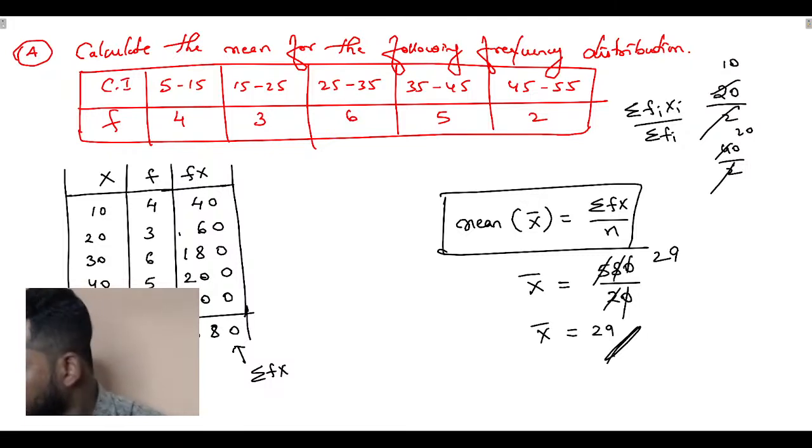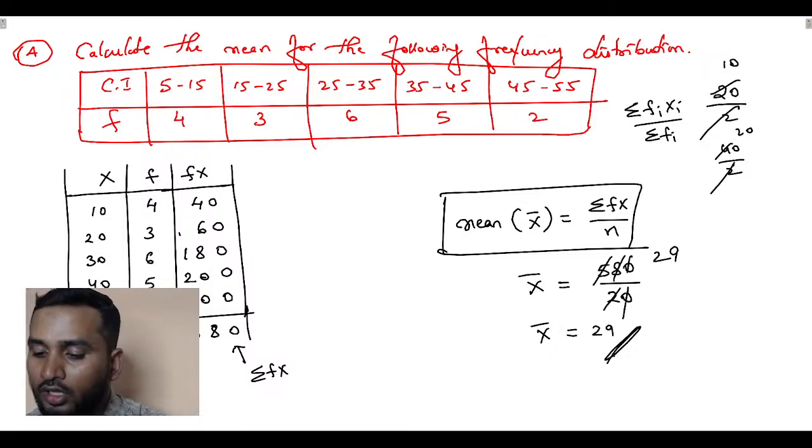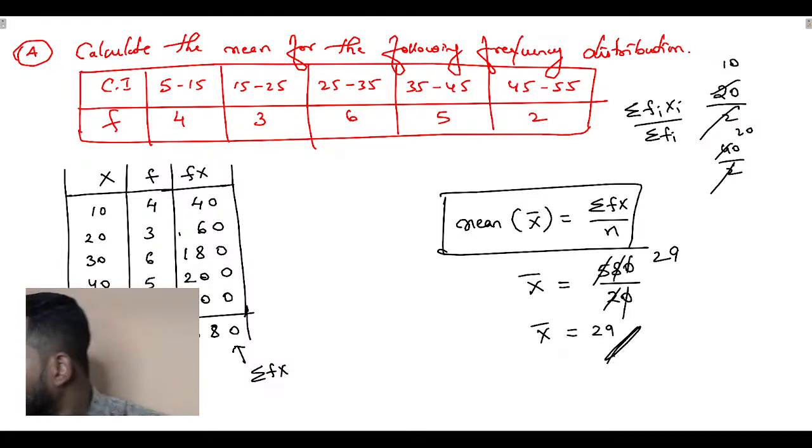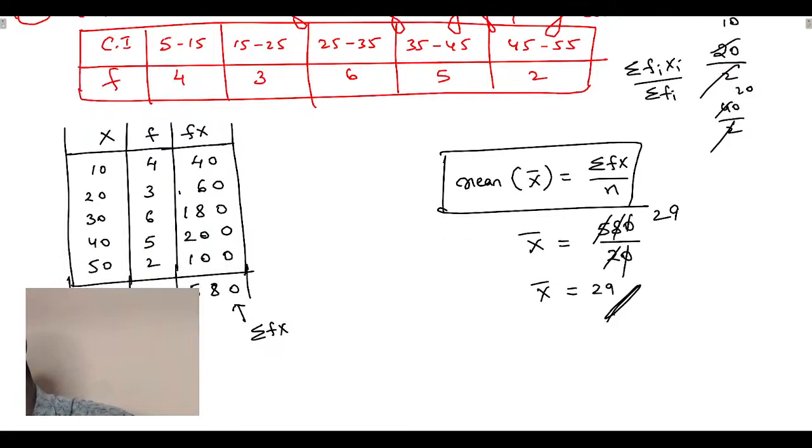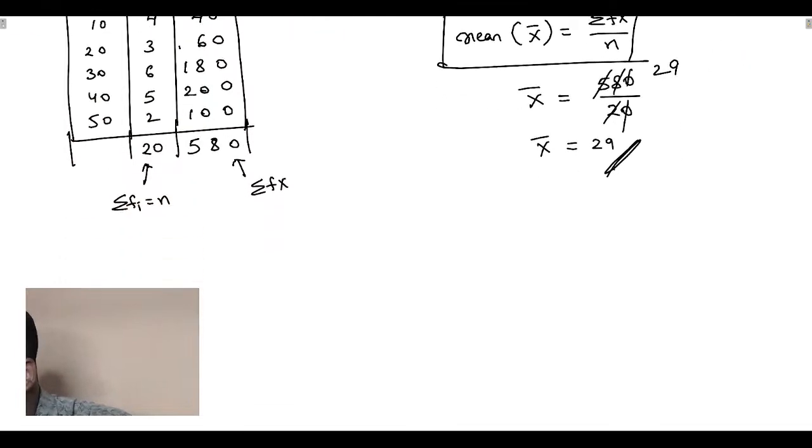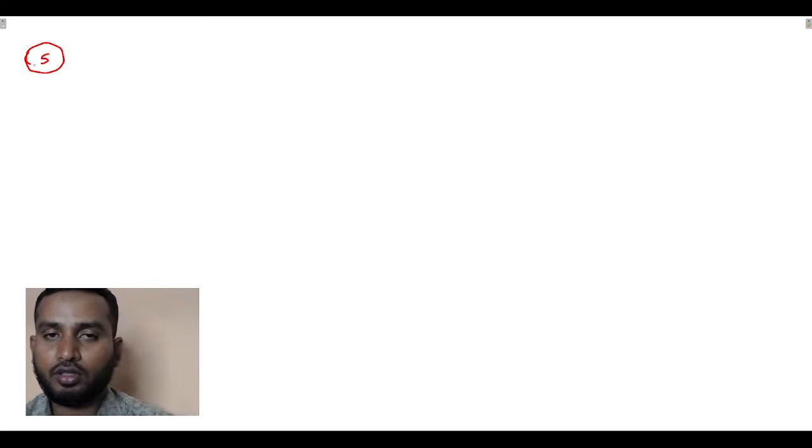Understood? Is this clear? Good. Is there any doubt still here? You can ask me. So, this is how we need to find mean. And next, let me solve the problem related to mode. Okay. So, same steps, you just change the values and you can try the rest of the sums.